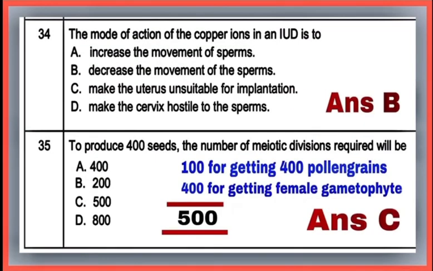Question 34. The mode of action of the copper ions in an IUD is to, option B, decrease the movement of sperm. 35th question. To produce 400 seeds, the number of meiotic divisions required will be, option C, 500. Check the solution. 100 for getting 400 pollen grains and 400 for getting 400 female gametophyte.